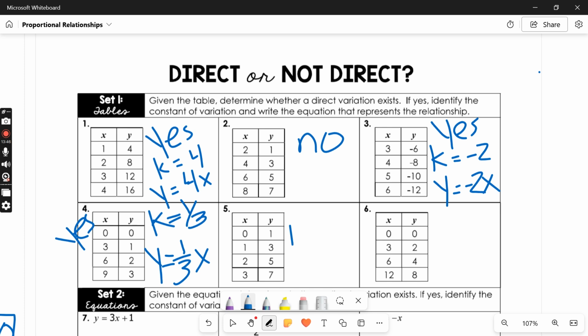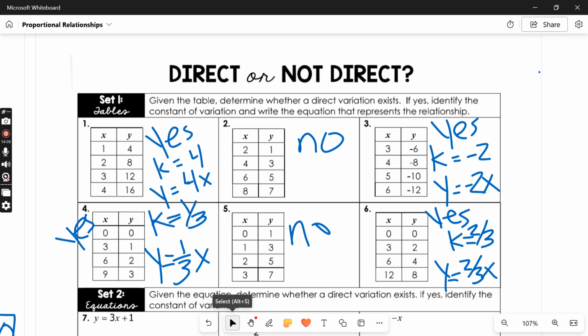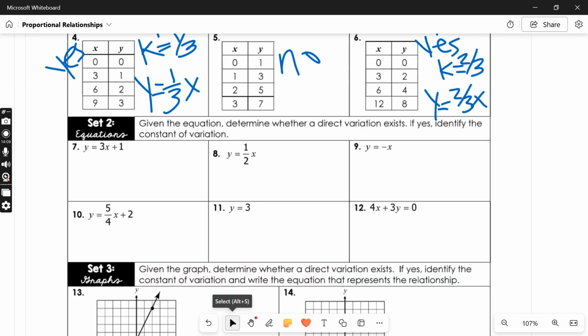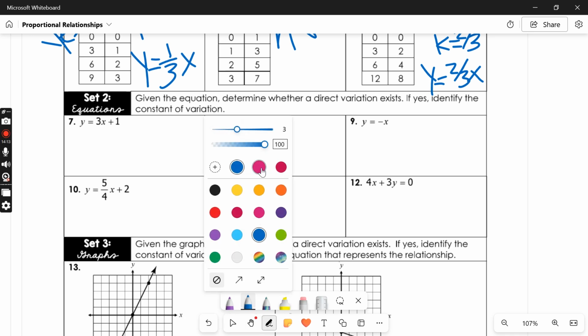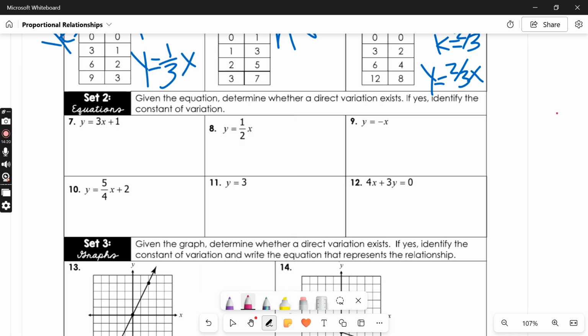Number 5 is no. Number 6 is yes. Our constant is 2/3. So we'd say y equals 2/3 x. Hopefully you got those right. Okay, so we're going to keep going. This time we're going to look at equations. Remember, in order for it to be direct variation, it has to be able to be written in the form y equals kx. Okay, so that's what we're looking for.